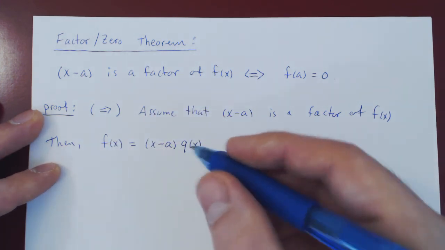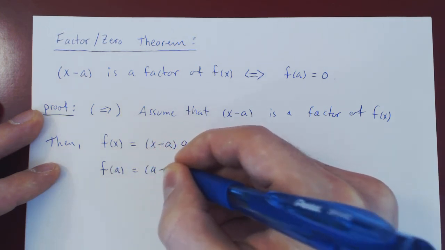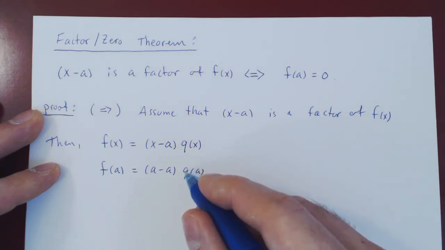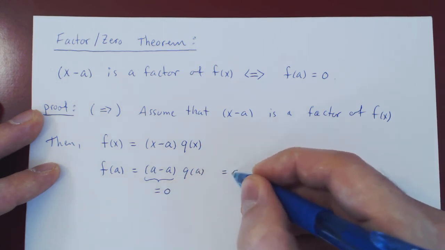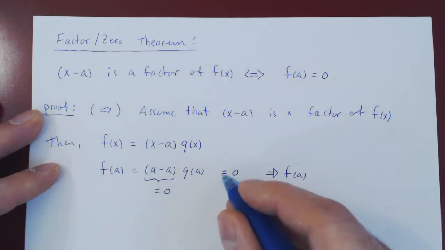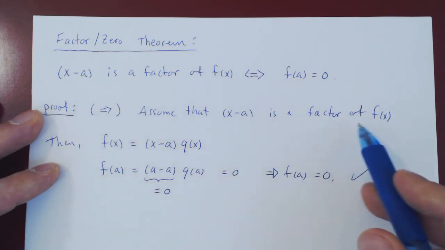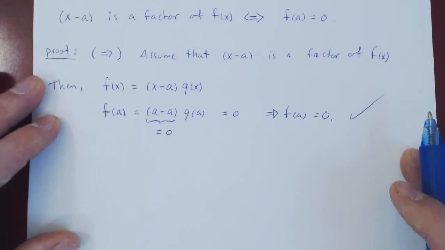Well then, if this is true, what is f of a? F of a is a minus a times q of a. But regardless of what the value of q is at a, a minus a is equal to 0, and the result is 0, which proves that f of a must be equal to 0. And now we're done. We have just shown that if x minus a is a factor of f of x, automatically f of a must be 0. Check. Let's prove now the other direction.